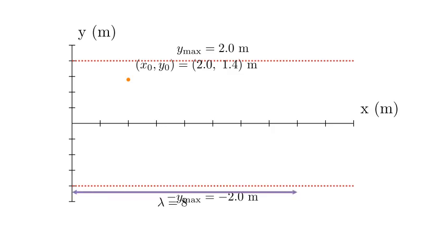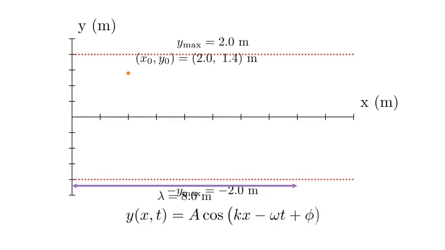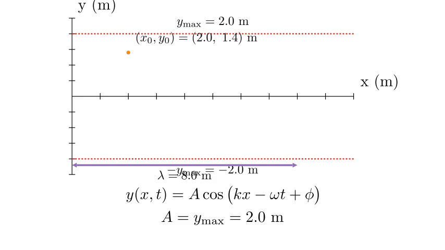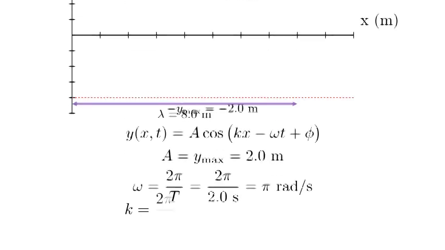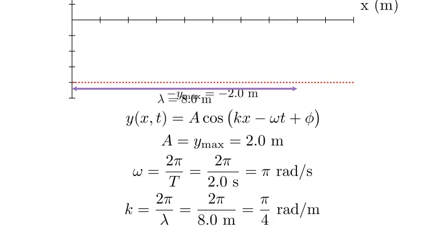From the graph, we read a wavelength of 8 meters. So I will mark lambda equals 8 meters along the x-axis. Now, let us extract the parameters for a right-moving sinusoidal wave. The standard form we will use is y of x comma t equals A times cosine of kx minus omega t plus phi. First, the amplitude A equals y max, which is 2.0 meters. The period is 2.0 seconds, so omega equals 2 pi over T, which is pi radians per second. The wavelength is 8 meters, so k equals 2 pi over lambda, which is pi over 4 radians per meter.